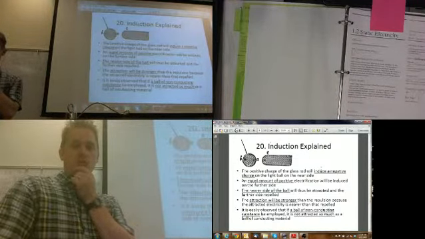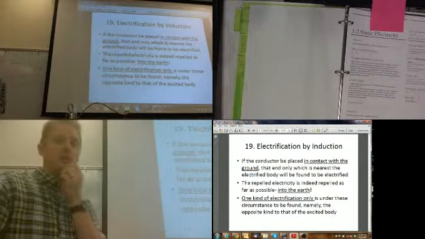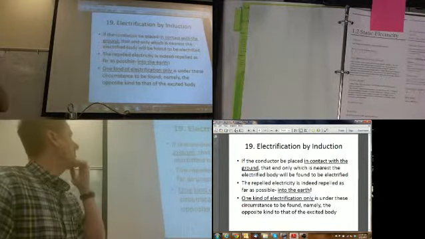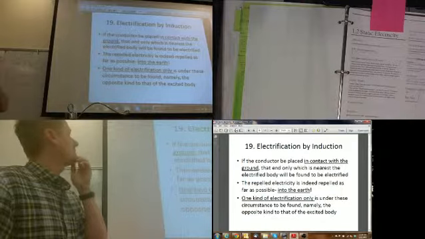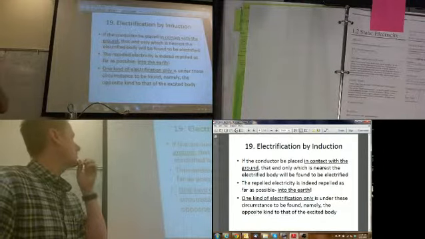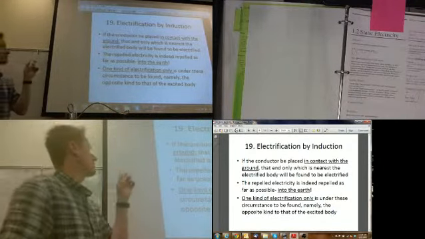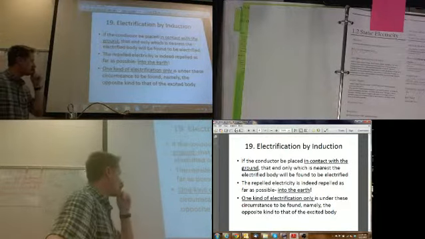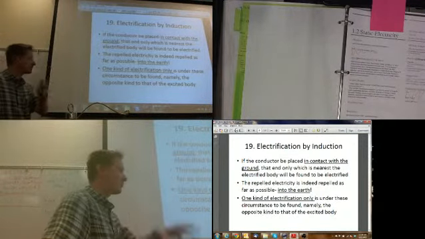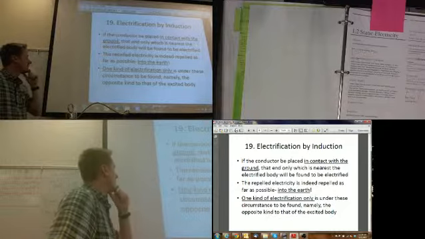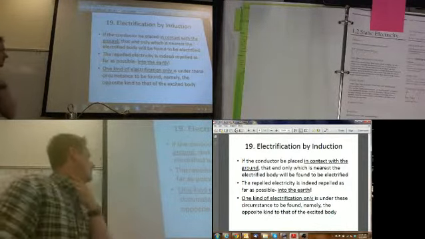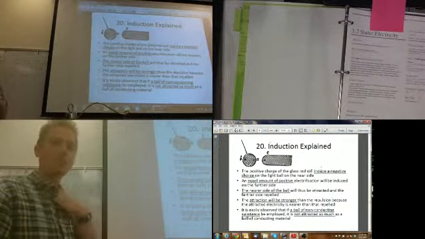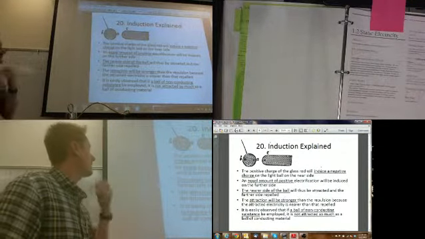Let's see here. If the conductor be placed in contact with ground, then that end only which is nearest to the electrified body will be found to be electrified. The repelled electricity is indeed repelled as far as possible into the earth. We already talked about that too, or we demonstrated that. One kind of electrification only is under these circumstances to be found. Okay? In induction explained, we talked about that a little bit.